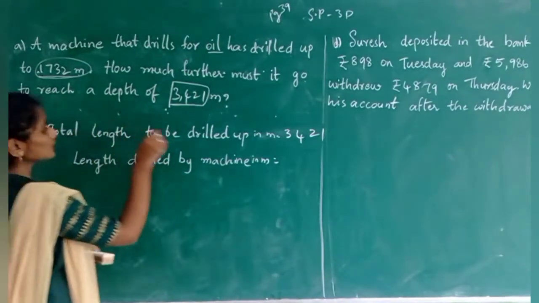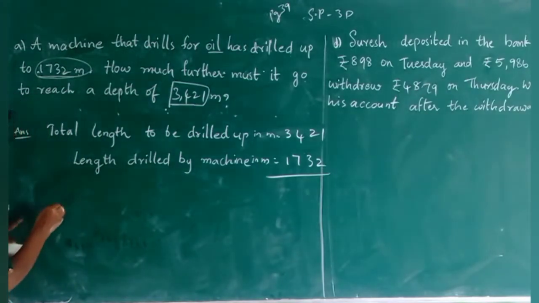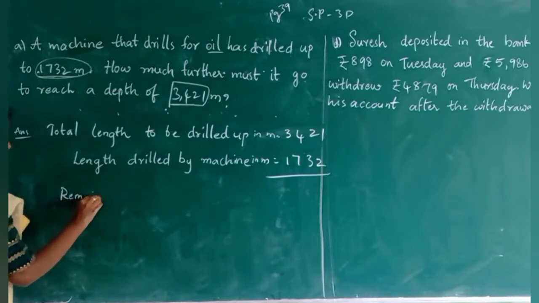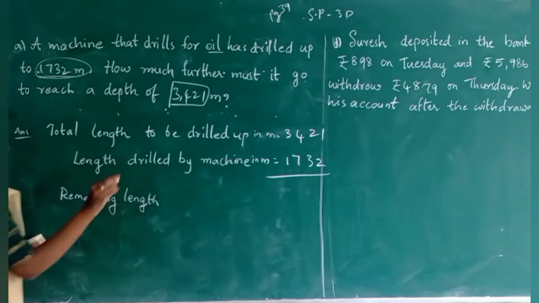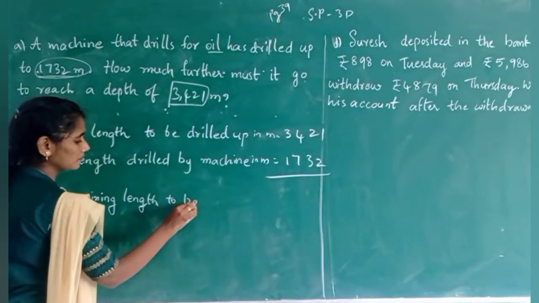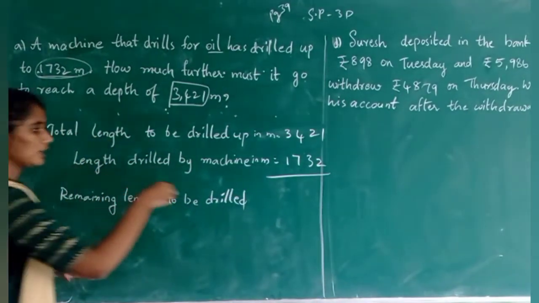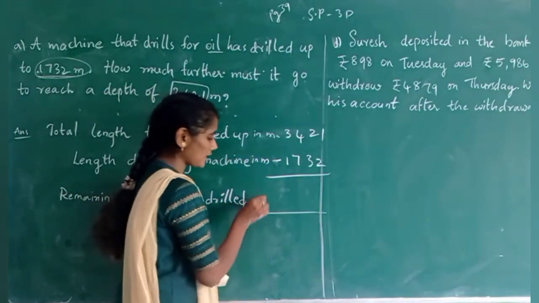So what is that? 1732. Now the remaining length to be drilled. To find this, we'll do subtraction, so I'll put the minus symbol here. Let's do this subtraction quickly.